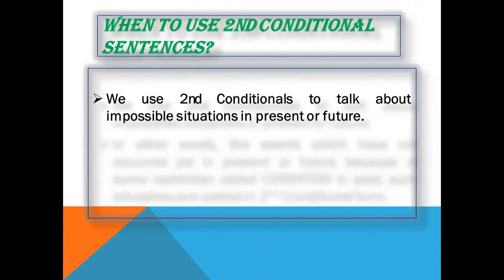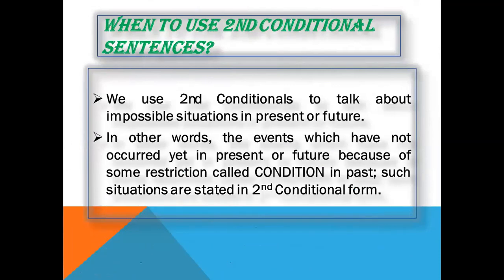Number one, we use second conditionals to talk about impossible situations in present or future. Now, this is an important thing. The situation is impossible in present time or future time. In other words, or in simple words, we can say that the events which have not occurred yet in present or future because of some restriction called condition in the past, such situations are stated in second conditional form.